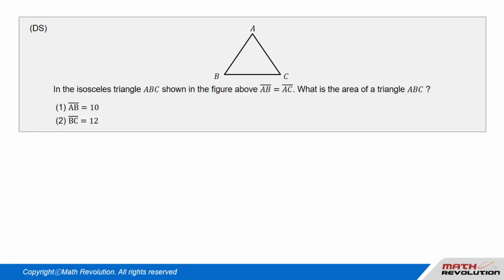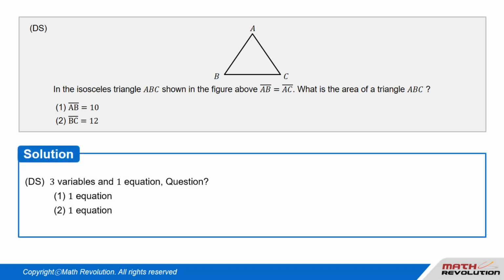Question. DS. In the isosceles triangle ABC, shown in the figure above, line segment AB equals line segment AC. What is the area of triangle ABC? Condition 1, line segment AB equals 10. Condition 2, line segment BC equals 12.